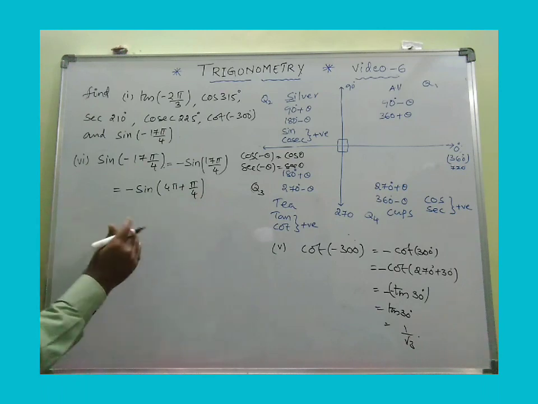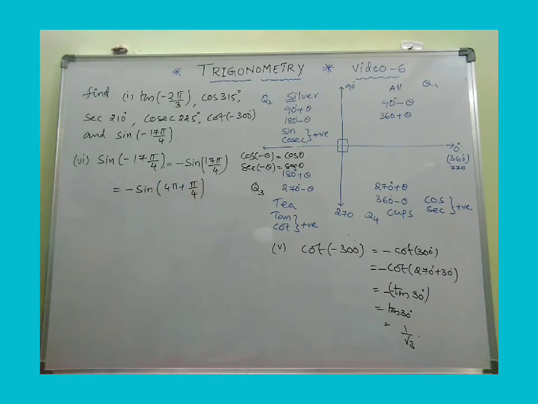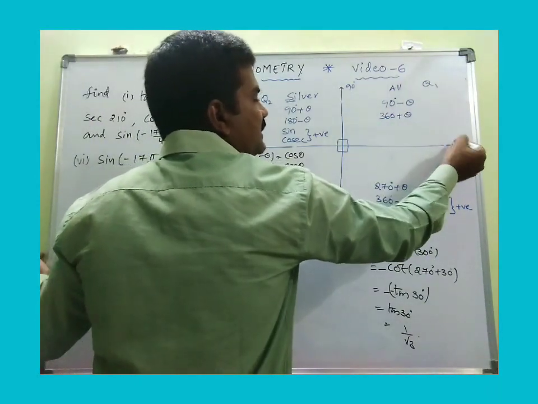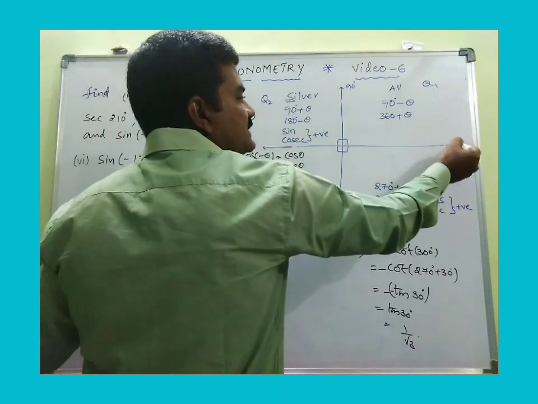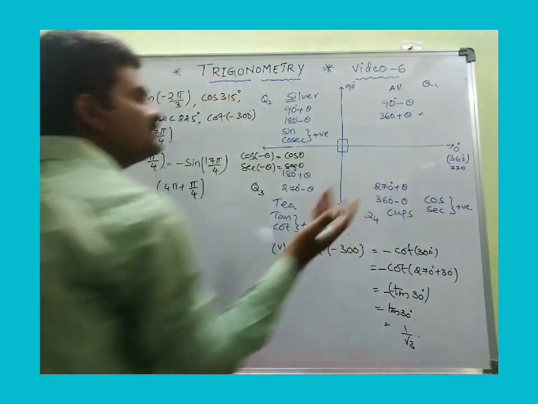Can I write like this, something plus theta? So 4 into 4 pi, which is 16 pi, plus pi, 17 pi by 4. Now you know this is 4 pi. 4 pi is nothing but 720 plus theta. This is just like 720 plus theta. So for one complete rotation, which is 360, and one more rotation, 360 plus 360, 720, then 720 plus something is in the first quadrant.